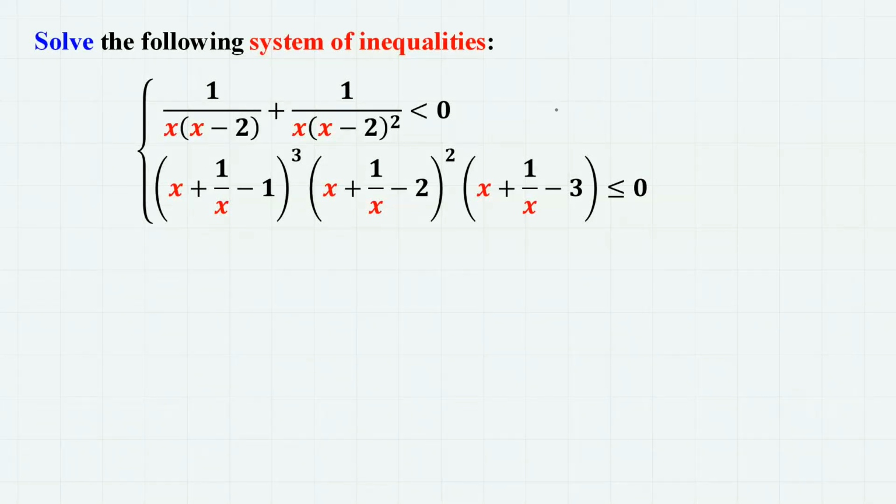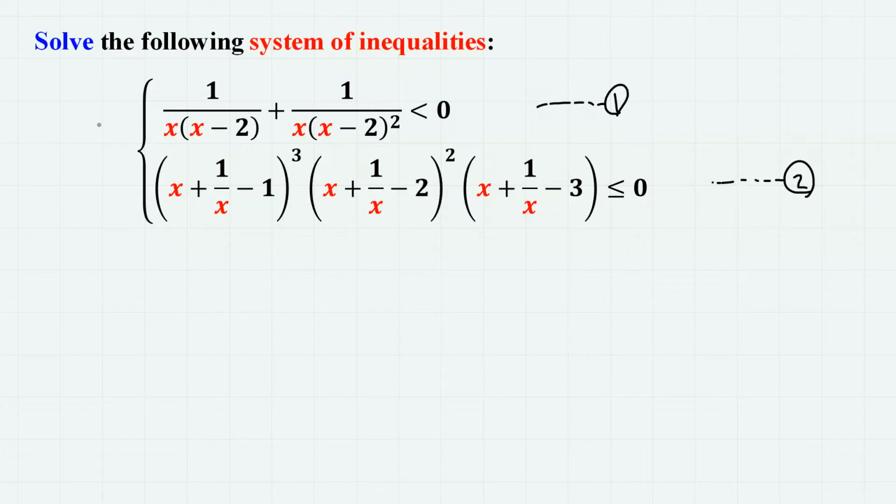Today we are going to solve the following system of inequalities. The first one says 1 over x minus 2 plus 1 over (x minus 2) squared is less than 0. And the second one says (x plus 1 over x minus 1) cubed times (x plus 1 over x minus 2) squared times (x plus 1 over x minus 3) is less than or equal to 0.